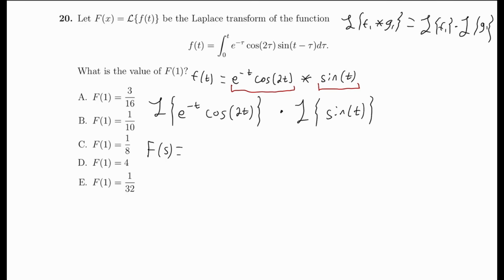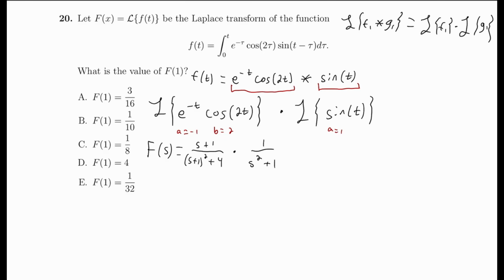Here, a is equal to negative 1, and b is equal to 2. So just copying the form from the table of transforms, we'll get s minus negative 1, which is s plus 1, over s plus 1 squared plus 2 squared, which is 4. That times the transform of sine of t, which is, in this case, a is just 1. So that will be 1 over s squared plus 1 squared.